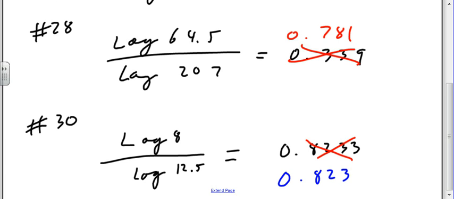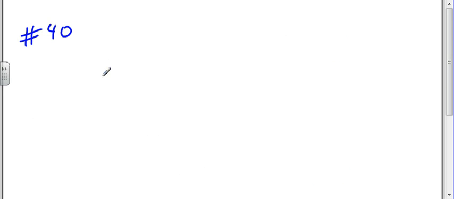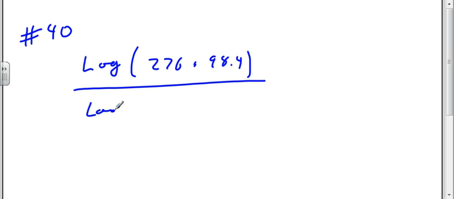I guess we'll do 40. I got the log of 2 things added together, right? So I'm going to change that to the log of 276 times 98.4 divided by the log of 2 divided by 14.5. And that'll have less strokes in my calculator and less of a chance of me getting it wrong, although there's always that chance. 276 times 98.4 divided by log 2 divided by 14.5. And I've got minus 515.